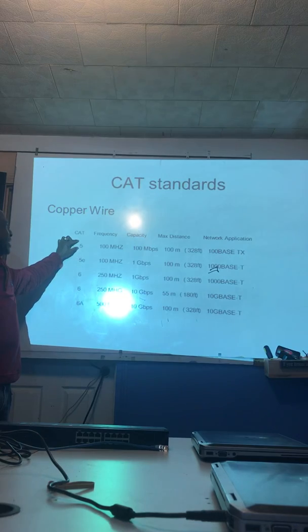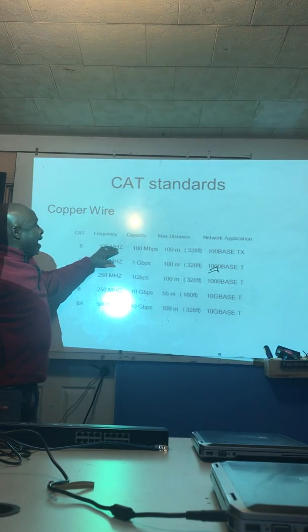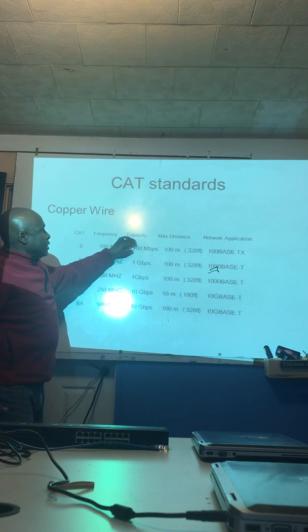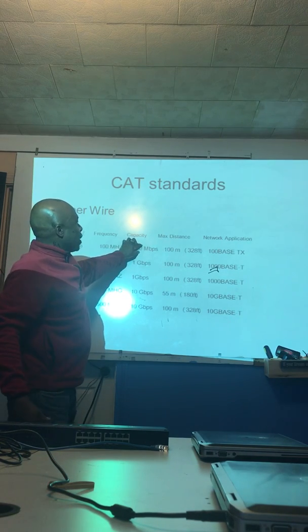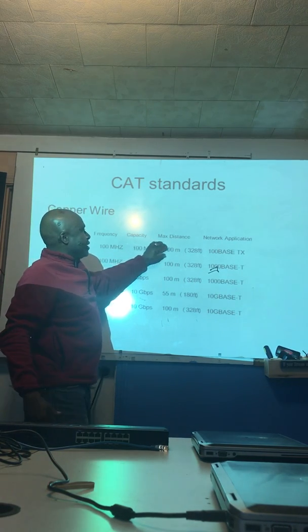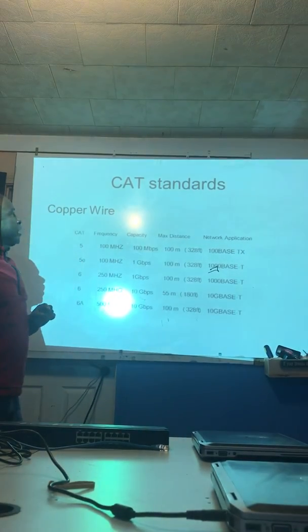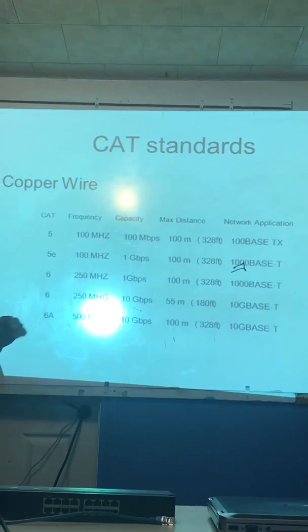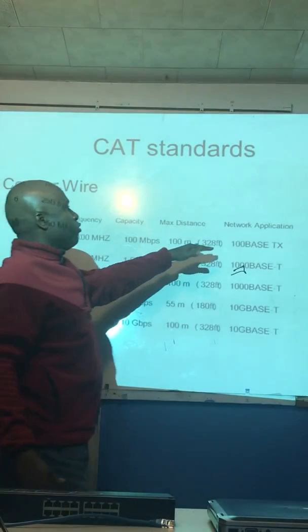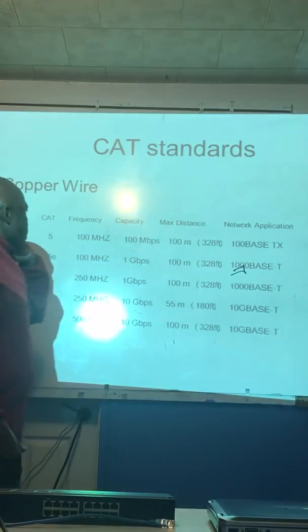So if you use Cat5, Cat5 is one of the older cables. You cannot even find that in the market anymore. They used to be 100 megahertz frequency. They support 100 megabits per second, and the distance was 100 meters or 328 feet. So the network application was for 100BASE-T.